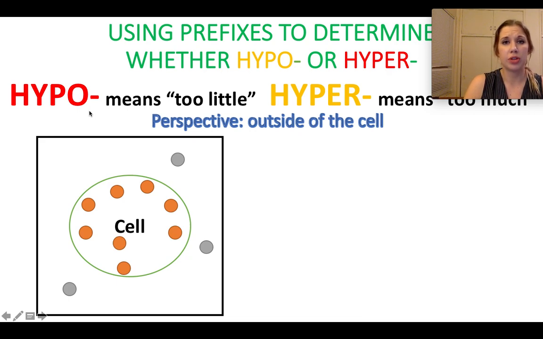And since we also know that water always follows the solutes, which direction do you think the water is going to flow? Do you think it's going to flow in, or do you think it's going to flow out?